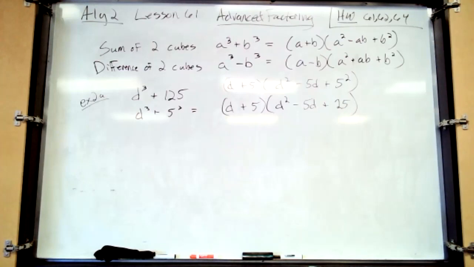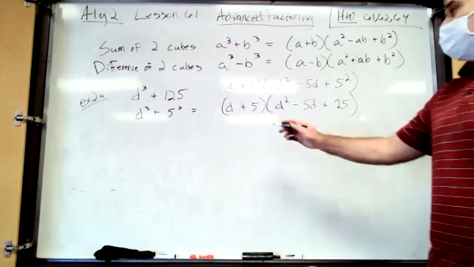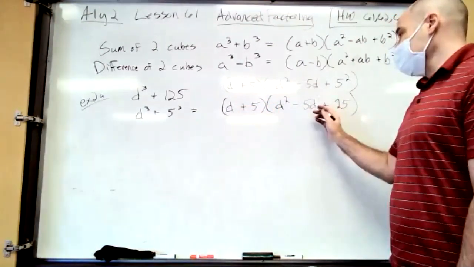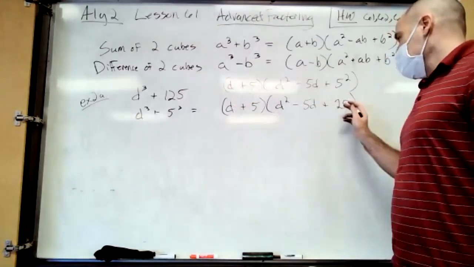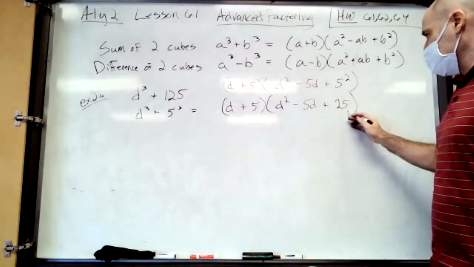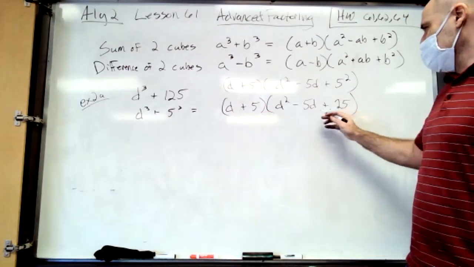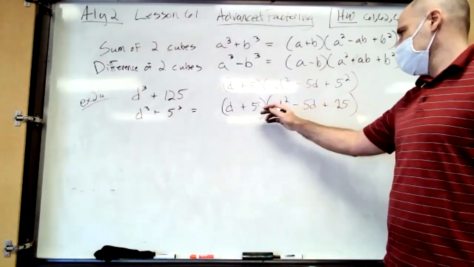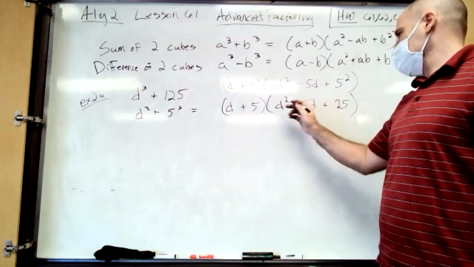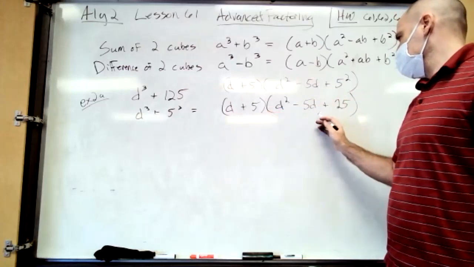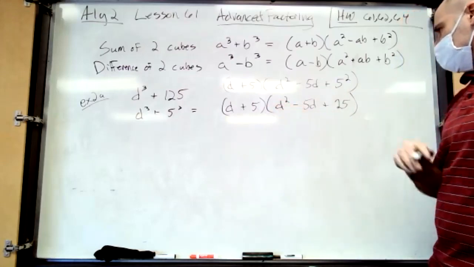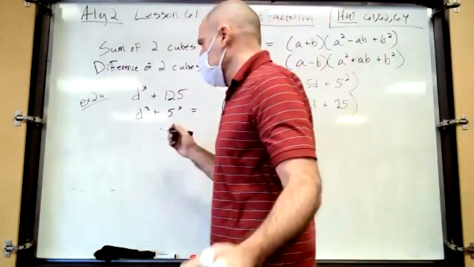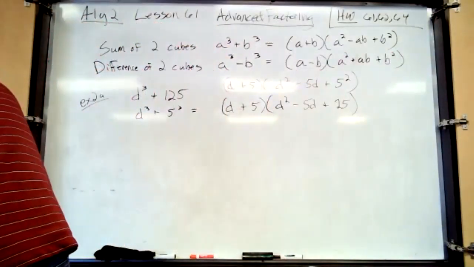Now you can always check this to make sure it's right by multiplying it out. D cubed, negative 5d squared, positive 5d squared cancels. 25d, and then negative 25d cancels, and then you're just left with that 125. Okay, that's 2a. Let's try this one on your own.